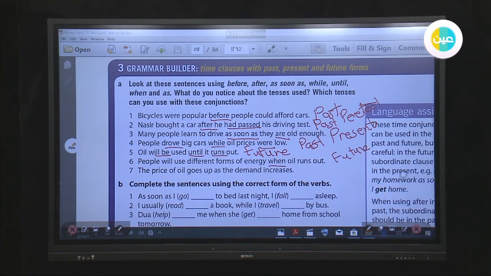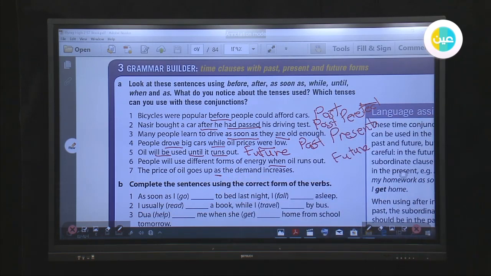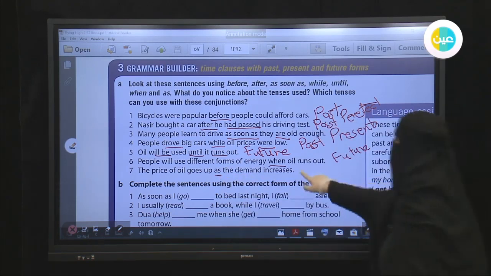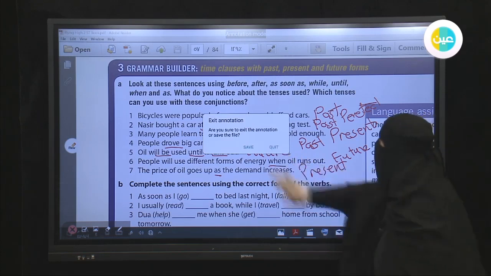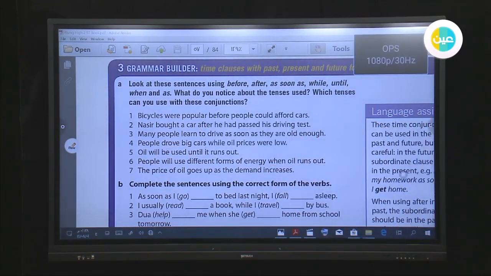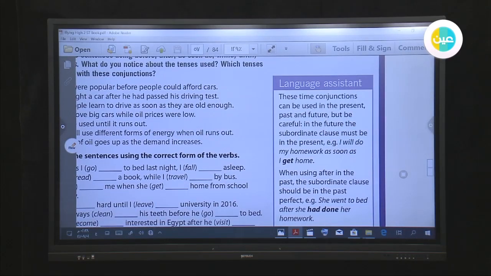Seven, the price of oil goes up as the demand increases. As. So, the price of oil goes up as the demand increases. So here we have present simple. Now, what are the tenses we have noticed? All the tenses are used with the conjunctions, so we can use all the tenses. Here, go to the language assistant. These time conjunctions can be used in the present, past, and the future. We can use them with the present, the past, and the future, okay?